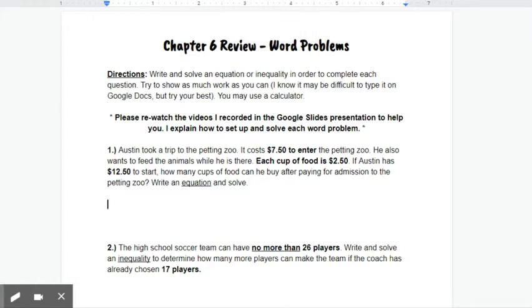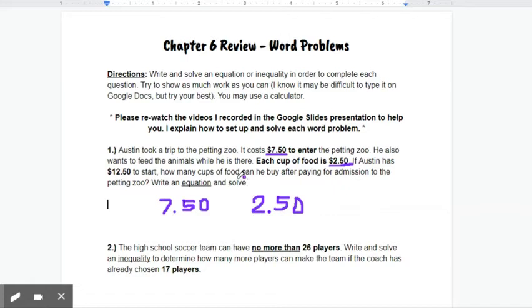So in order to get into the petting zoo, Austin needs to pay the admission fee. The admission fee is $7.50. So we'll start with that for our equation. In addition to that, he wants to feed the animals, and each cup of food is $2.50. So we're going to go ahead and write that down here. All right, so the $2.50 shows the price of each cup of food.